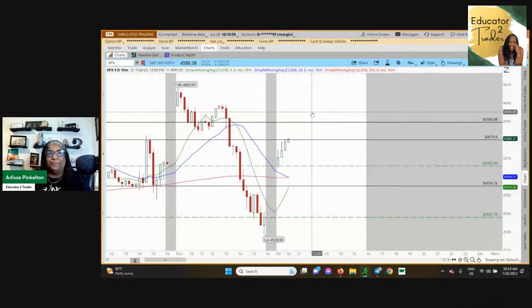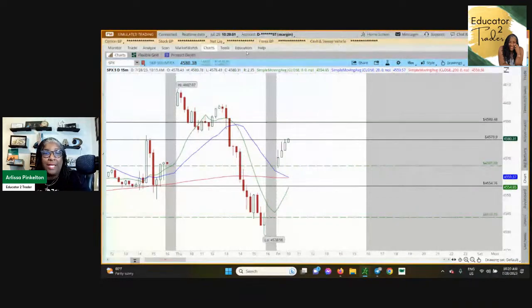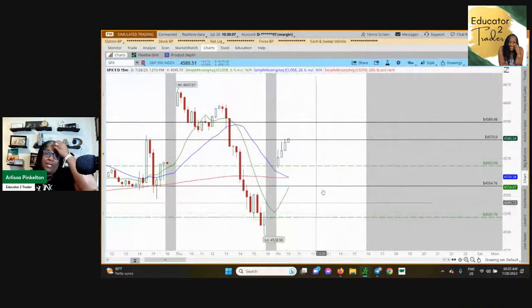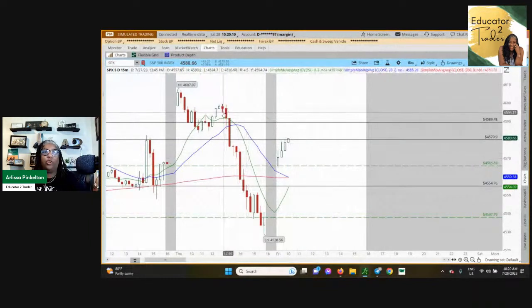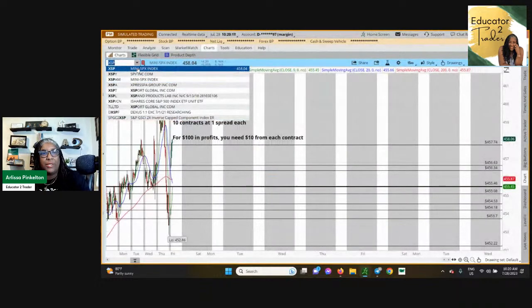So take a look at that. I'm seeing here that I believe our trend may be confirmed going here. So while we're looking at our confirmed trend, I'm going to take us to XSP. If you're an SPX trader, you can go ahead with that.